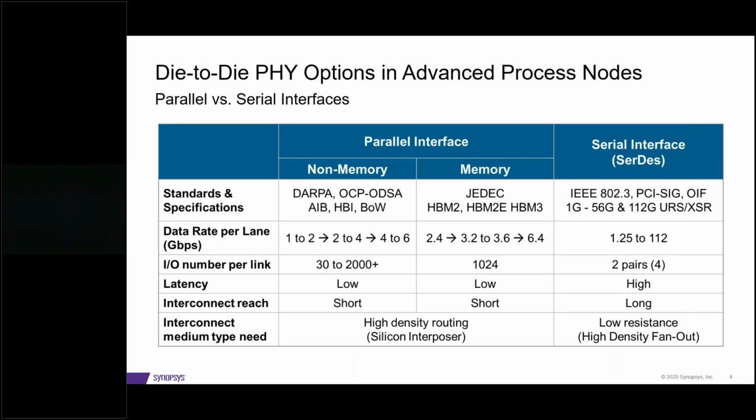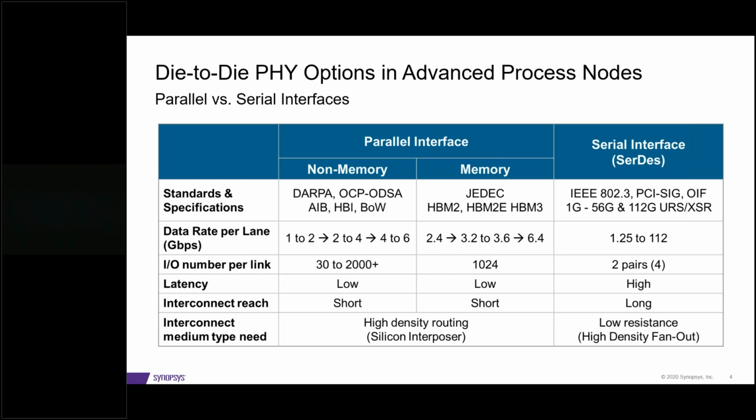Now, in order to make the decision, there are many different options available in the market. As you may be aware, within OCP, we have been defining the BoW interface, the HBI interface, and there has also been a lot of discussion on enabling other IO interfaces by providing a wrapper that would enable connection to different protocols or different types of electrical interfaces that any of these die-to-die devices could benefit from.